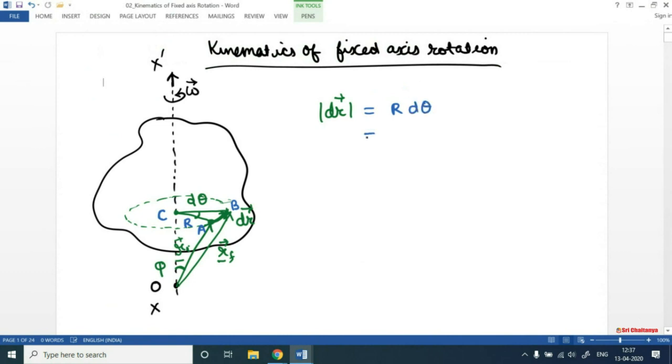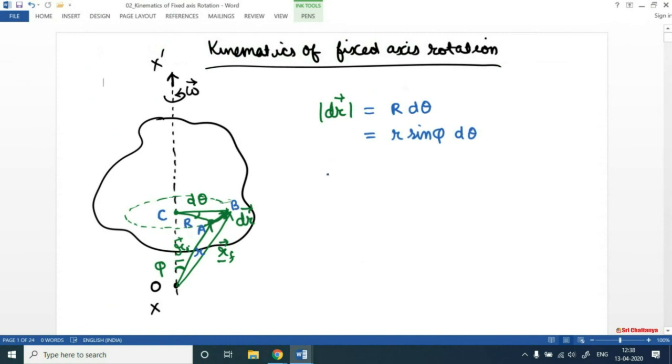Okay. And R here, now looking in this triangle OAC, OAC would be a right angle triangle as well. So capital R, let's say the magnitude of this is R. So capital R would be nothing but R sine phi into d theta. Okay, so this is the magnitude of vector dr.